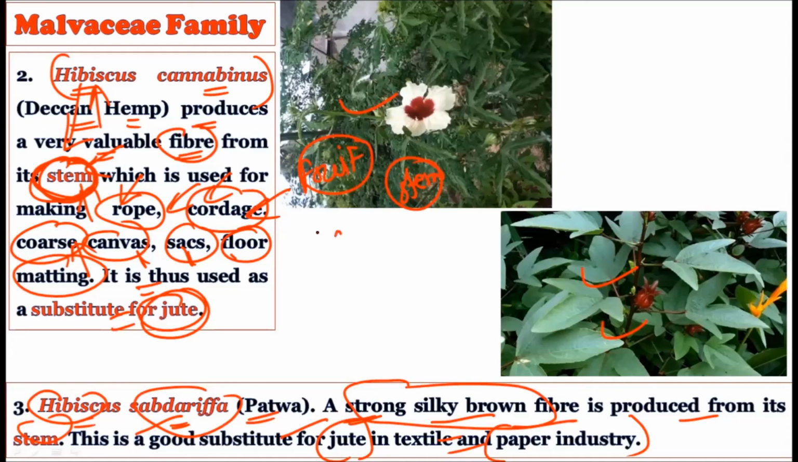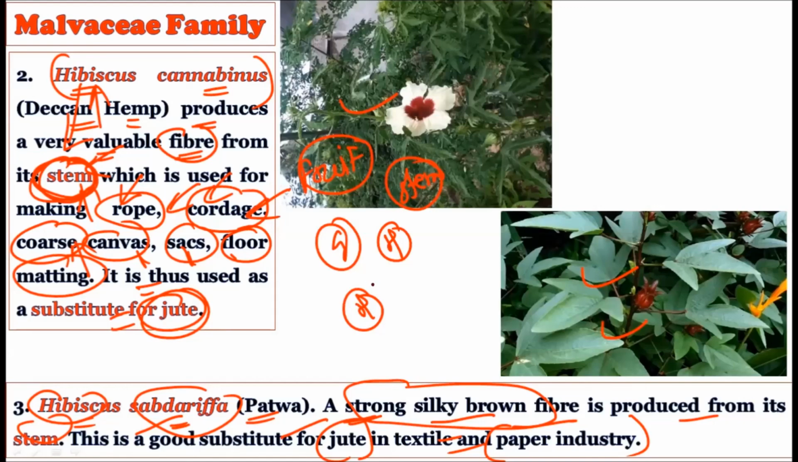So here we have discussed three plants. The very first is Gossypium, the other is Hibiscus cannabinus, and the third is Hibiscus sabdariffa. All this plant material is very useful in producing various kinds of fibers. The cotton is there, the brown silky fiber is there, the hemp is there, and all these important extracts are very useful from the human point of view because they are a part of our agricultural economy.